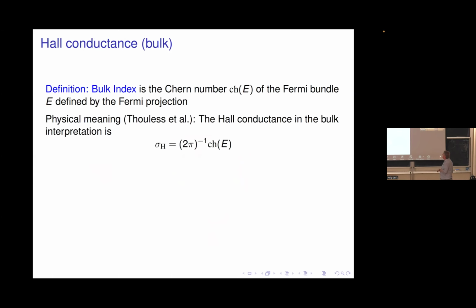Okay, so the bulk index is the Chern number of the Fermi bundle defined by the Fermi projection. The physical meaning, which Thouless discovered, is that sigma H, the Hall conductance, is a multiple of e squared over h. It is quantized because the Chern number is an integer.